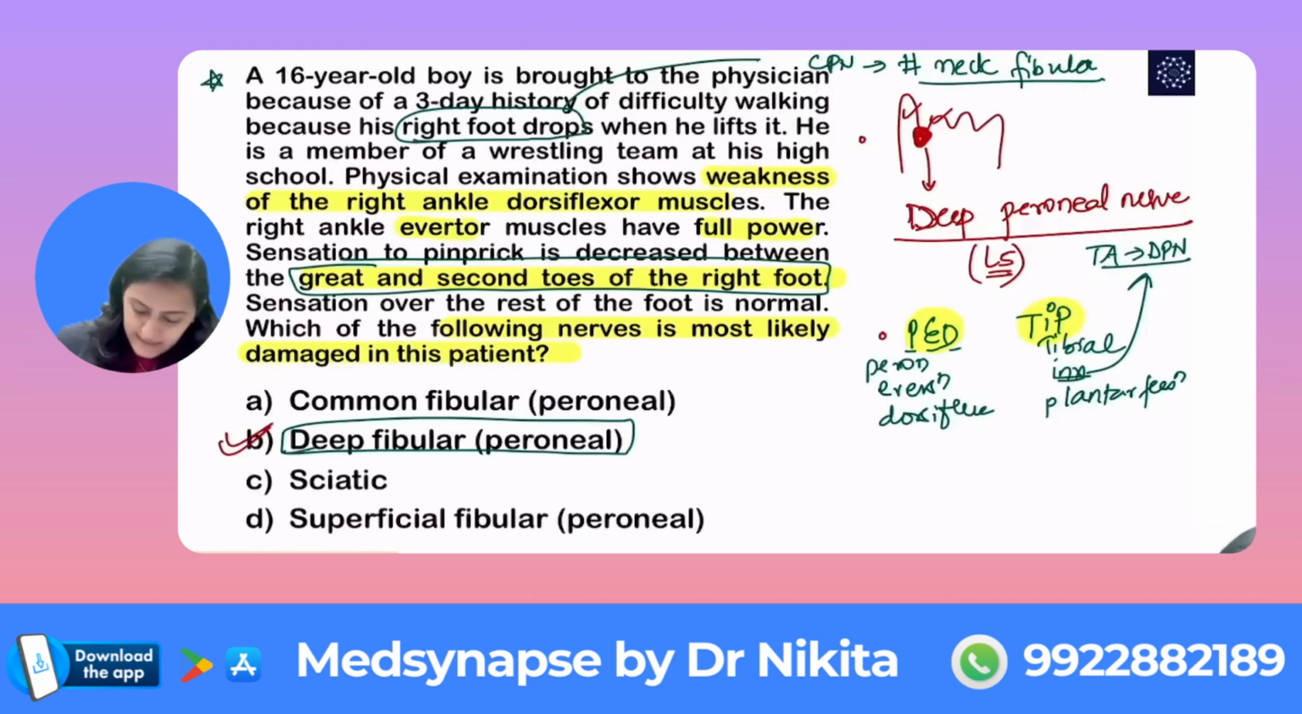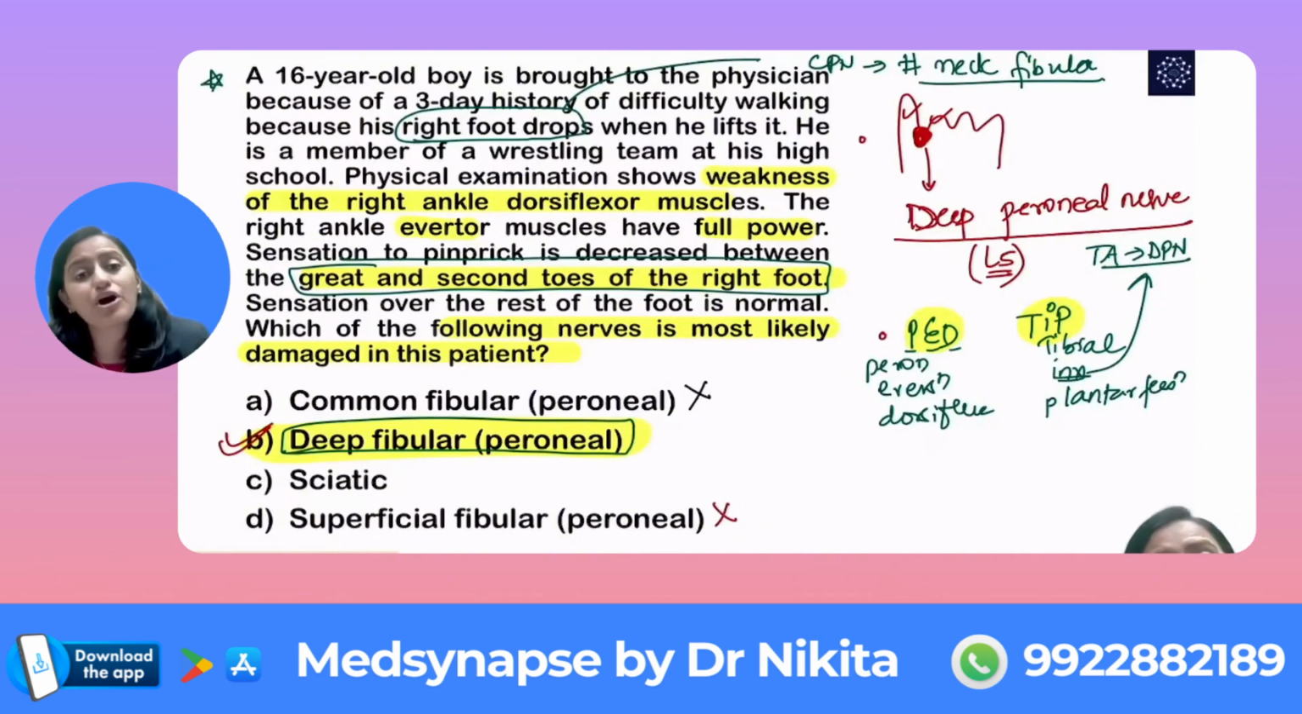Right? So the answer here is deep peroneal nerve. Okay, the answer here is deep peroneal nerve. It is not common peroneal. It is not superficial peroneal because the everters are not affected. The lateral compartment of the leg is not affected. It's the anterior compartment, the deep peroneal nerve, which is affected. Okay, right, great. Yes, deep peroneal nerve is the anterior tibial nerve because it goes in the anterior compartment.